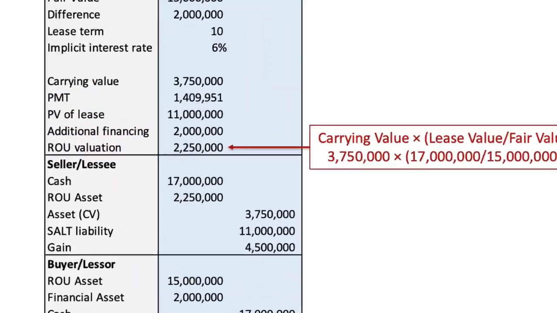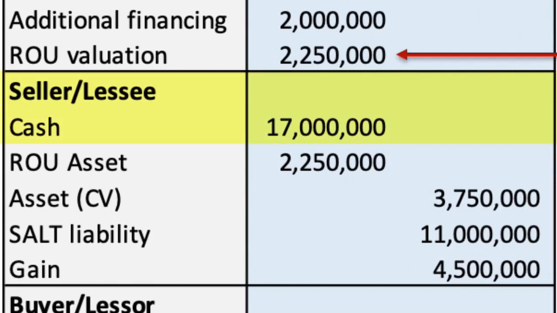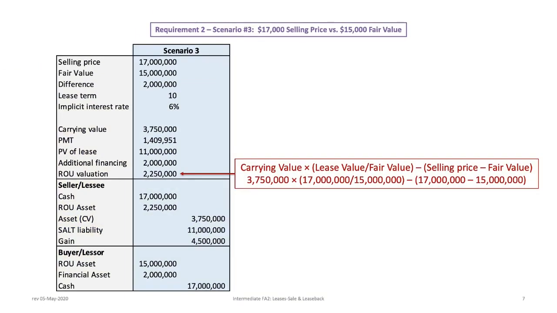For the seller lessee journal entry, we debit cash for the $17 million selling price. We debit the ROU asset account for the $2,250,000 calculated ROU valuation. We credit the asset's carrying value for $3,750,000. We credit the SALT liability account for the $11 million present value of the lease, and record a $4,500,000 gain as the remaining credit.